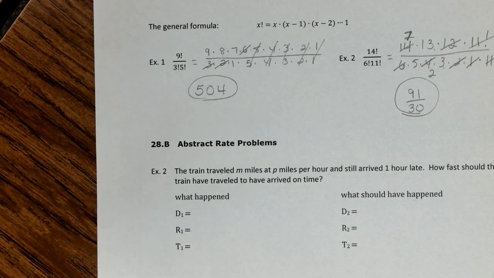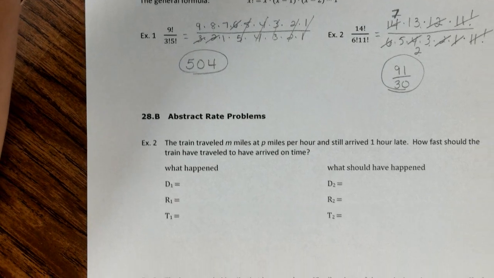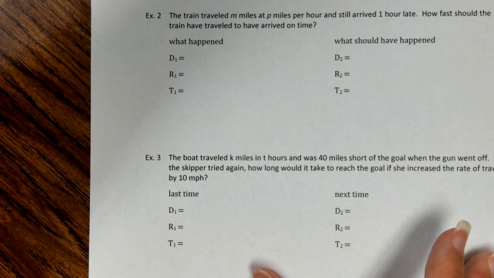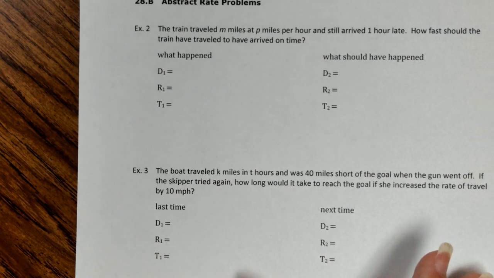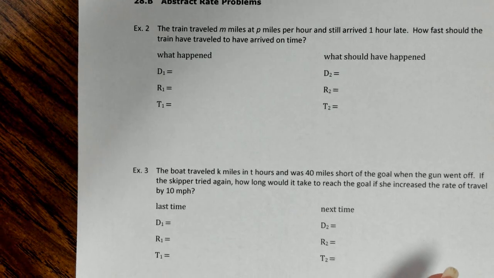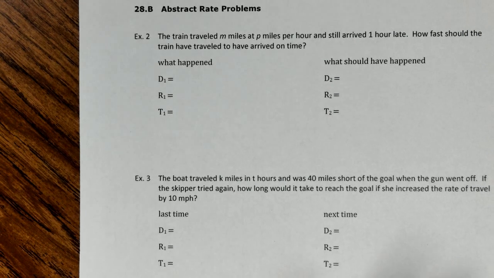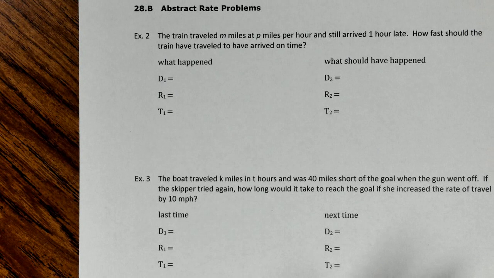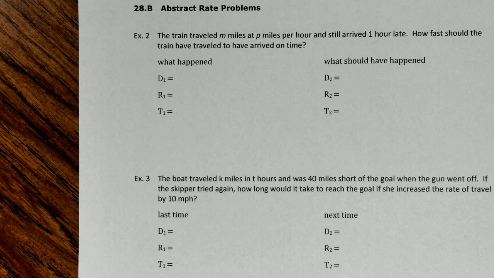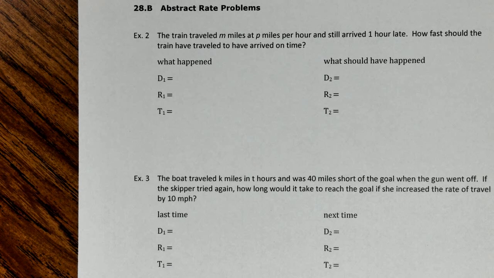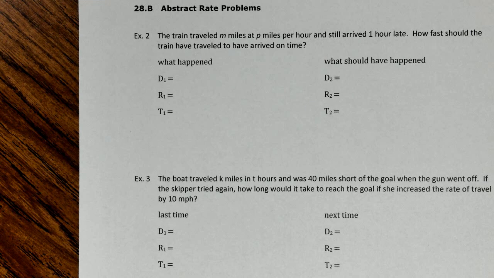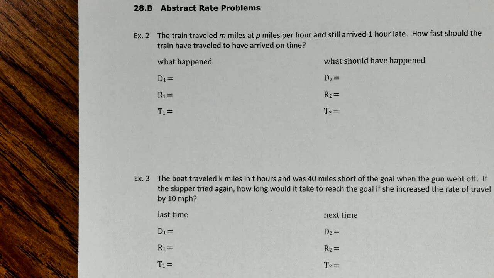And now we're moving on to part B, which is abstract rate problems. You've been doing rate problems since, well, I think Algebra 1, and they've always had numbers. Now you'll see very few numbers in these problems. That's why they're called abstract. But it's still distance, rate, and time problems. You set them up and simplify, solve them like normal.